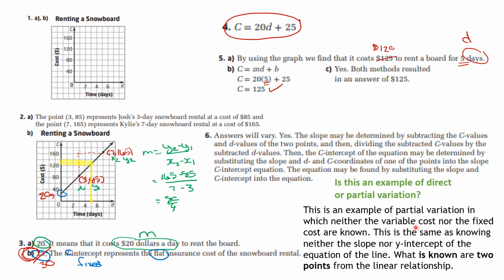And neither the variable cost nor the fixed cost are known. So it's partial because it doesn't go through 0, 0. And it's a little different because in the past, we've often known more information than we did in this question. So we didn't know the slope, we didn't know the y-intercept of the equation of the line. What is known are 2 points from the linear relationship. So when you only know 2 coordinates, I'm going to show you how algebraically we can calculate the equation of a line without drawing a graph and just trying to draw our information from the graph.